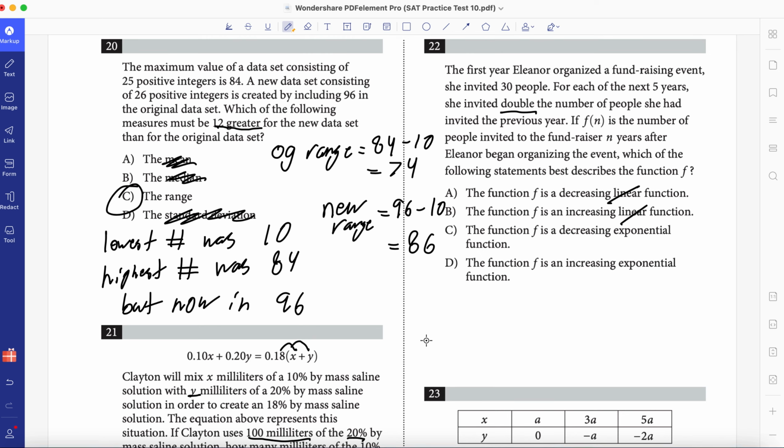So first year, she's going to invite 30. Second year, she's going to invite 60. Next year, she's going to invite 120. Next year, she's going to invite 240. That's just exponential growth, and definitely not linear. So it's not linear.